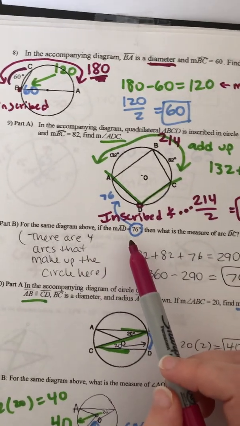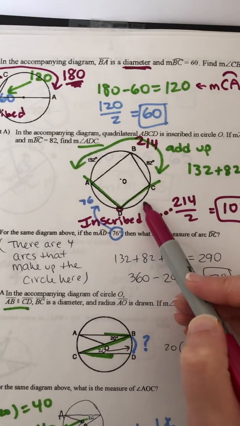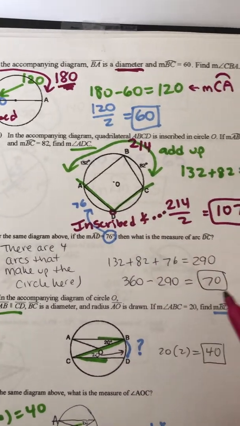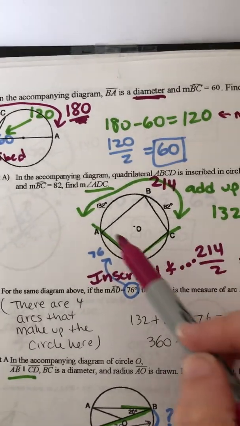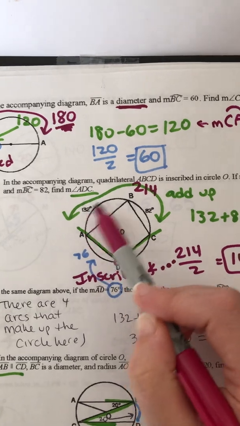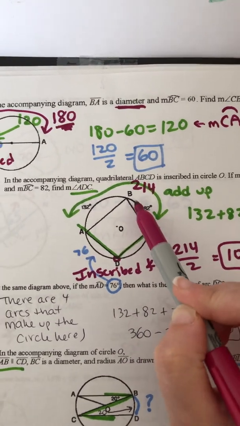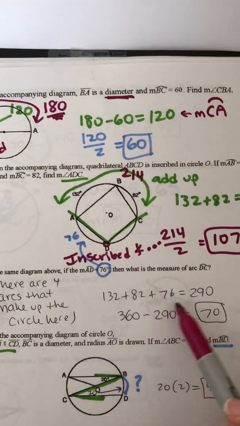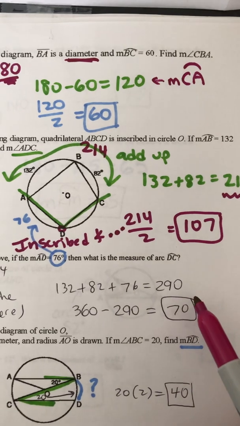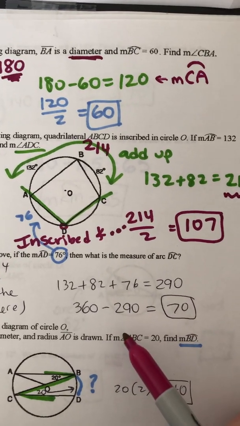Part B is looking at another arc. They're giving you a new arc that has a label you can put on the diagram. Then what is the measure of arc DC? That's over here. We're trying to figure that part out. Well, here's a note. There are 4 arcs that make up the circle here. 1 is 76, 1 is 132, third arc is 82, and then the last one we do not know. So add the 3 arcs you do know. That's 290. Subtract that from 360, because a full circle is 360 degrees. You get 70.